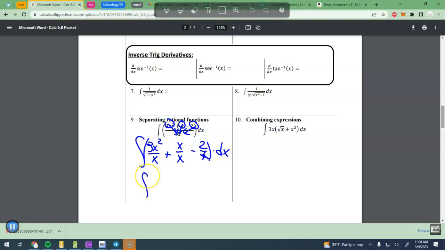So we can now simplify what's in here. 3x squared divided by x is just 3x, right? x divided by x is 1. And then this, I'm just going to rewrite like 2x to the negative first.